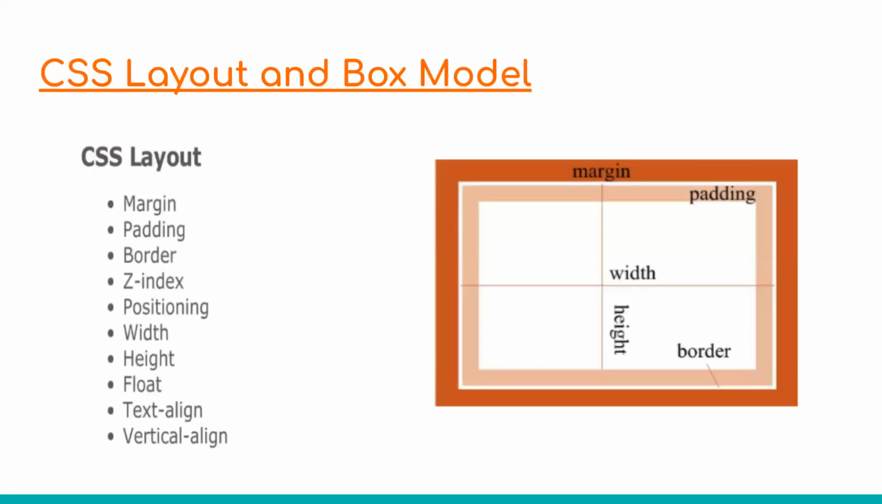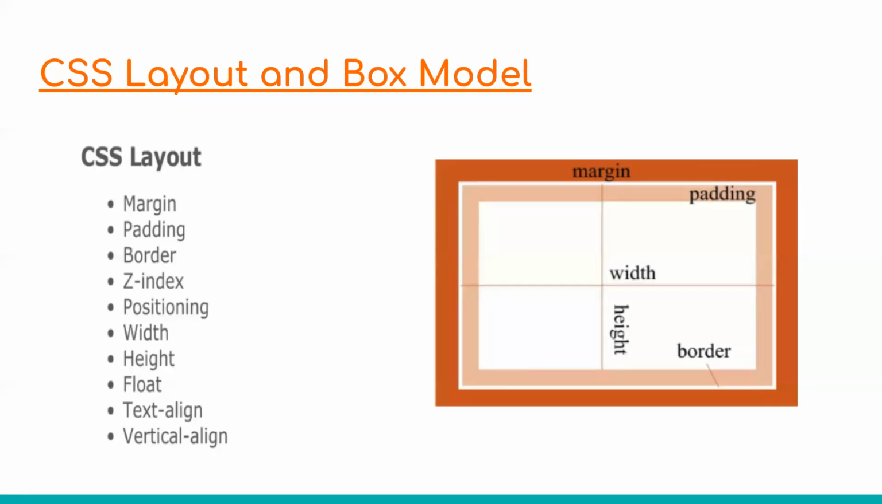So I will go to the CSS layout and box model. So what is the box model? In CSS layout, mainly the box model is that one element has a margin, padding, width, height, and border. All these components, these properties together make up the box model.